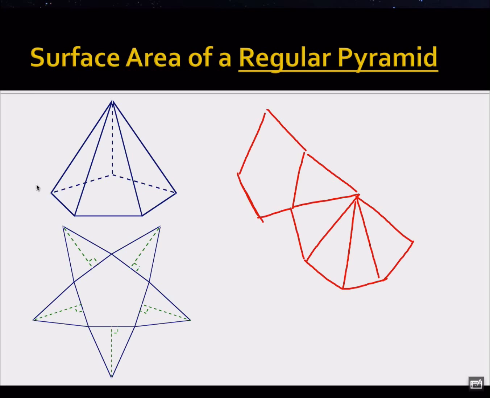So notice that in the pyramid there's only one base. That's a common mistake. One base and 5 sides. Unlike the prism, which had 2 bases with all the lateral faces. And the lateral faces here are triangles.